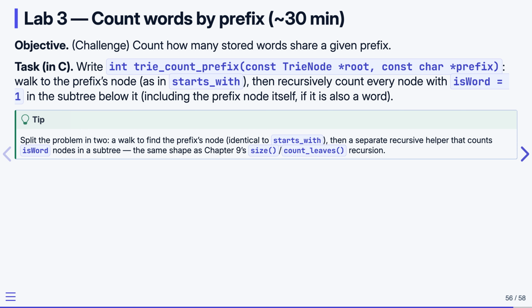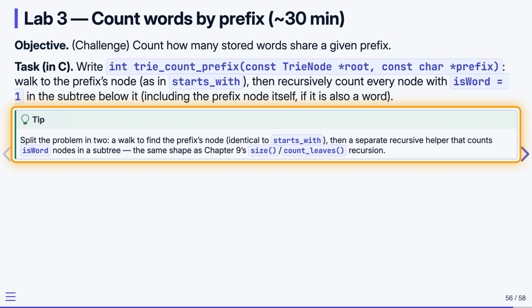A tip: split the problem in two. One part is the walk that finds the prefix's node. The other part is a separate recursive helper that counts the word nodes in a subtree. That helper has the same shape as the size and count leaves recursion from Chapter 9. Take about 30 minutes and try it.